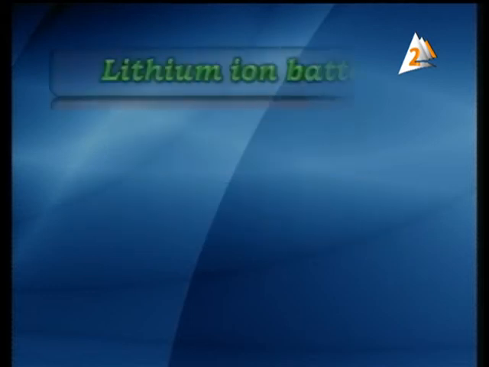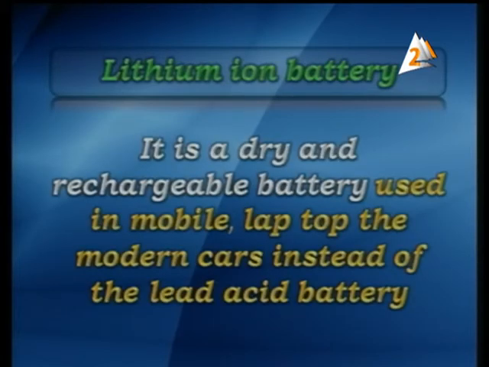It's good. Lithium ion battery. It's good to talk about this type of battery because there is a big difference between this battery and the previous one. Take a look. It is a dry and rechargeable battery, a type of battery that can be recharged again, used in mobiles, in laptops, and in some modern cars instead of the lead acid battery. Why? Because the lead acid battery has one forward direction of the reaction, and it is an irreversible reaction.